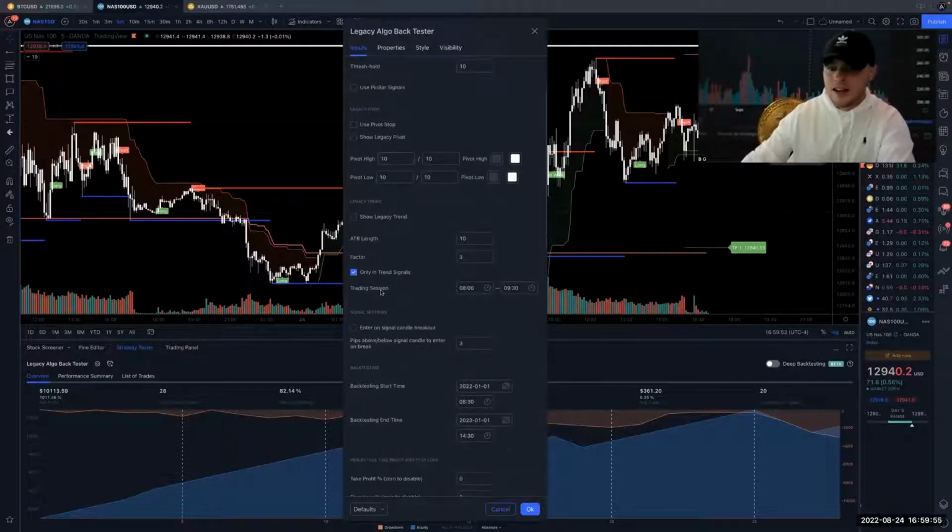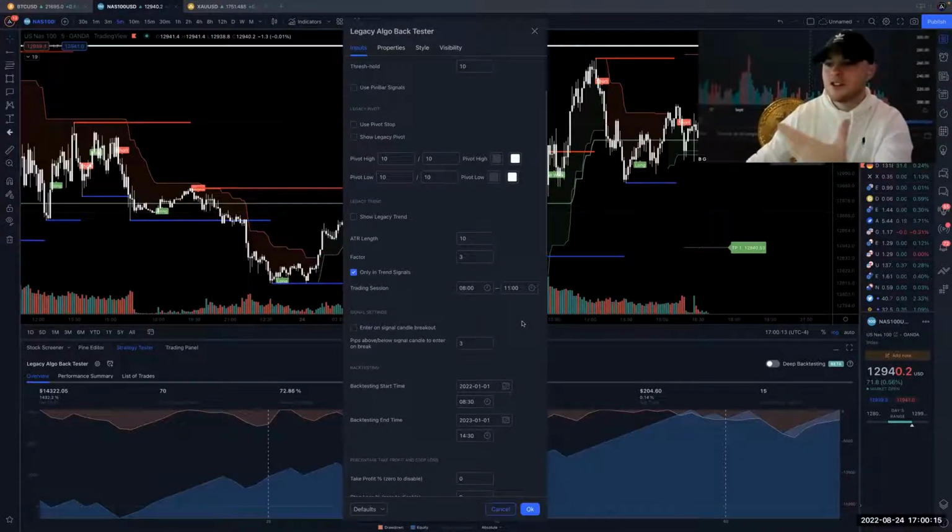And again, I have this trading the signals with the trend from 8 to 9:30. But again, you can mess around with that. Say I wanted to see how this algorithm would perform if I were to trade from 8 to let's say 11, for example.